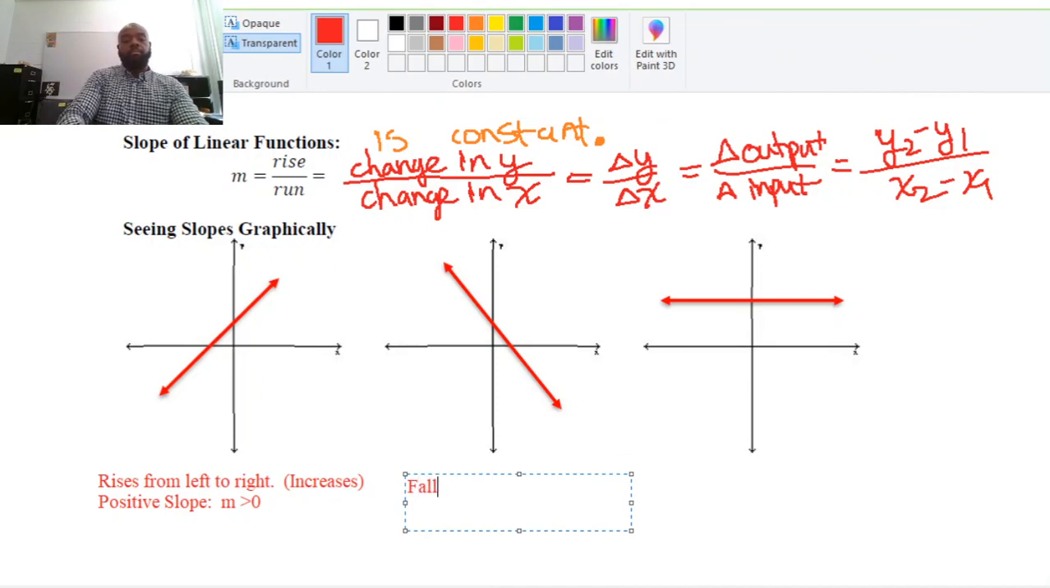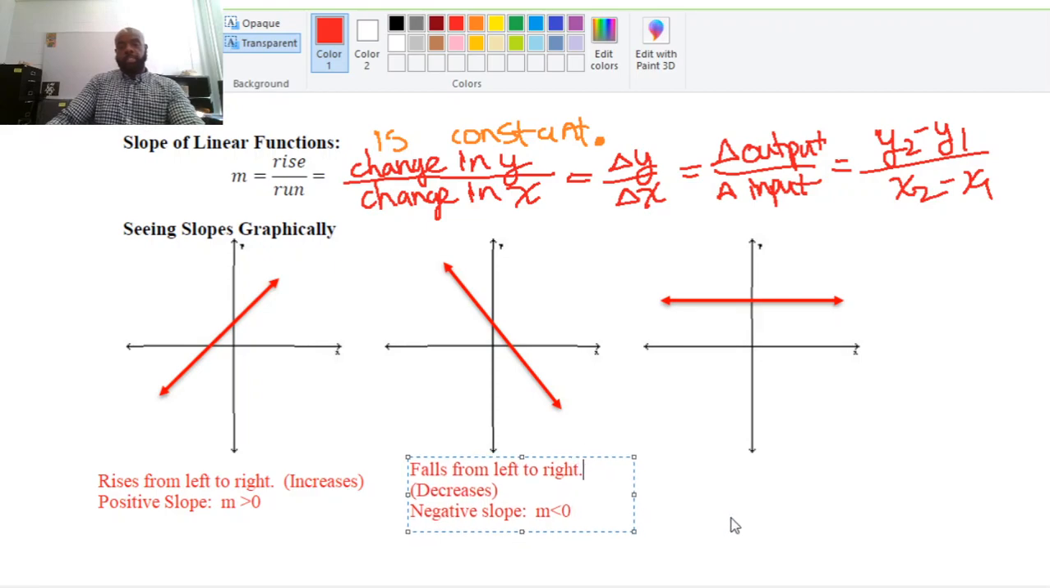In this case, our graph of our line is falling from left to right. And we always read things from left to right. And when something falls from left to right, we say that it decreases. And when things decrease, right, our slope is negative. In notation, that means m is less than 0. Our slope is less than 0 in this case.